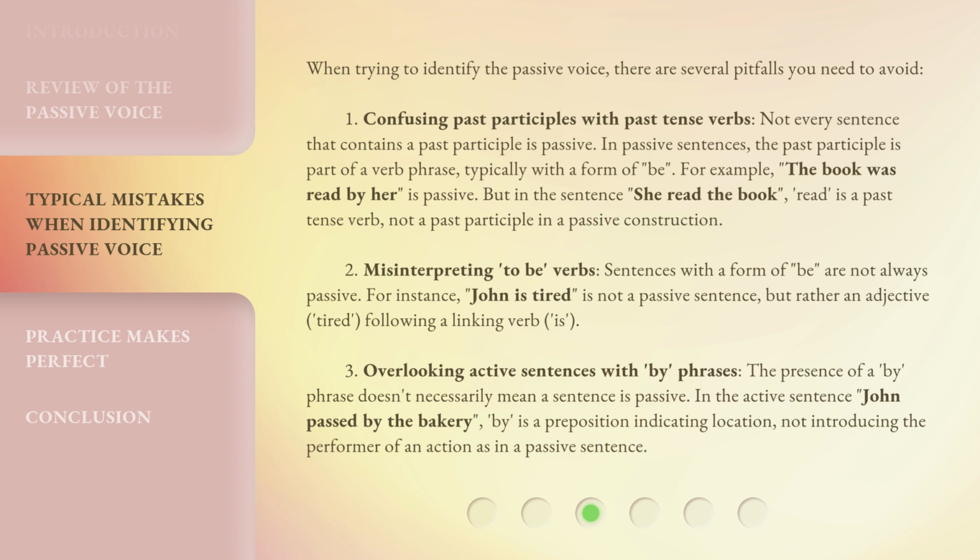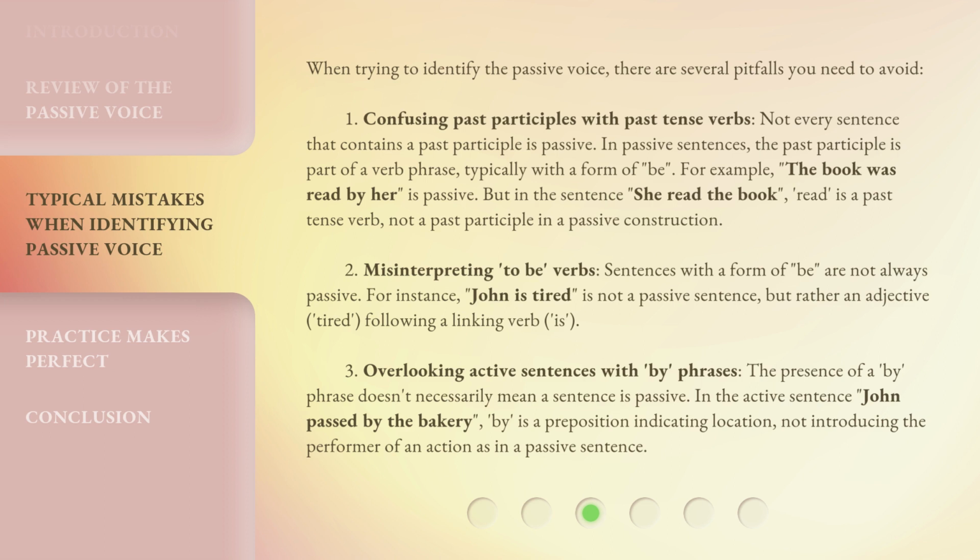When trying to identify the passive voice, there are several pitfalls you need to avoid. 1. Confusing past participles with past tense verbs. Not every sentence that contains a past participle is passive. In passive sentences, the past participle is part of a verb phrase, typically with a form of be. For example, "The book was read by her" is passive. But in the sentence, "She read the book," read is a past tense verb, not a past participle in a passive construction.